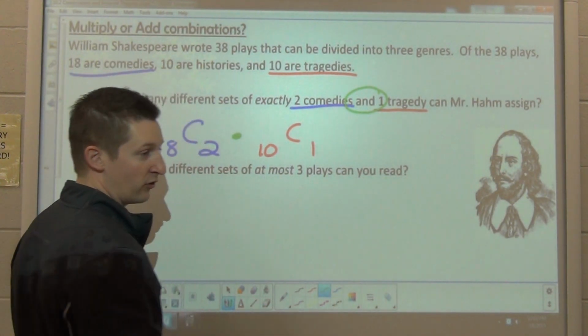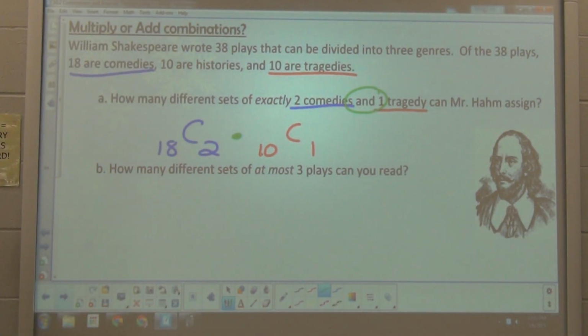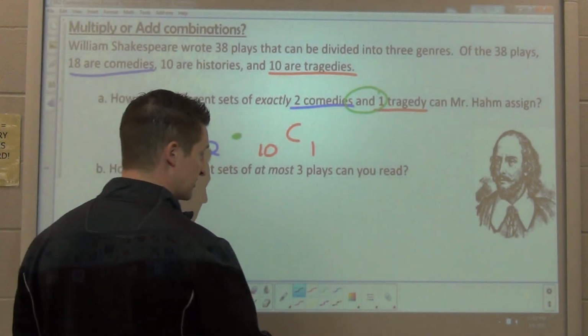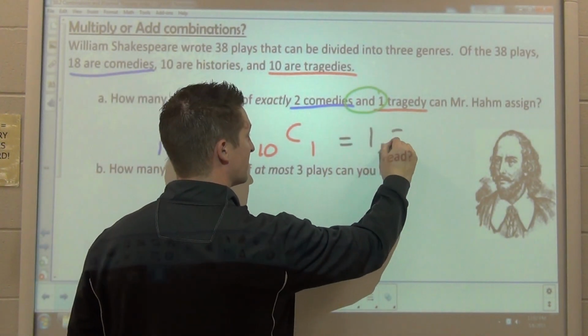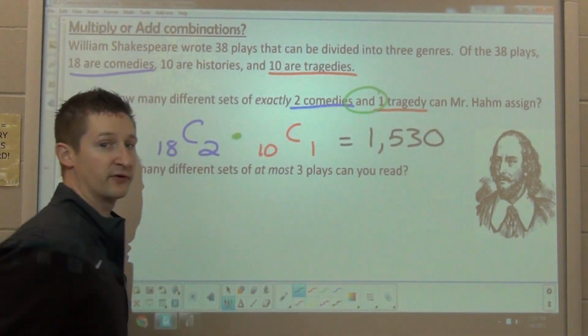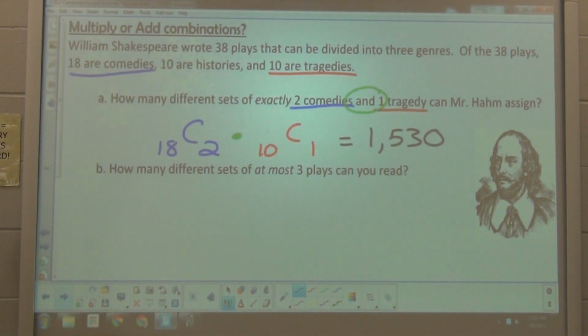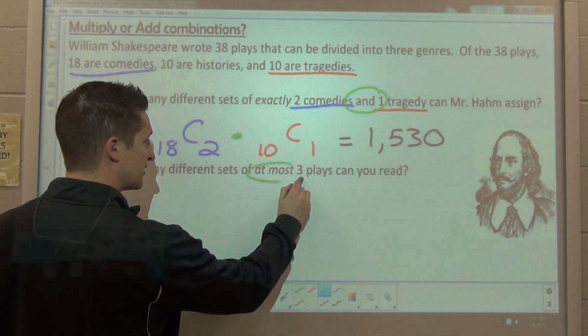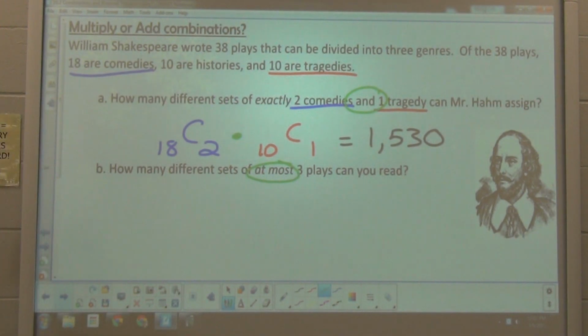Now, evaluating both of those will save us a little bit of time. If you type these into your calculator, you should end up with 1,530 different combinations that Mr. Hom could assign to you in English class. Now the next example changes a little bit. How many different sets of, at most, 3 plays can you read?